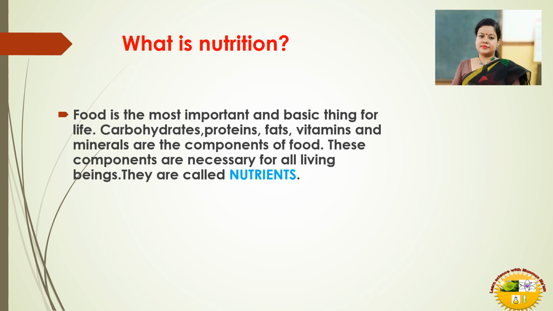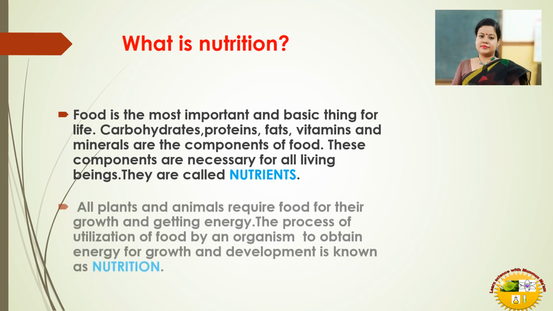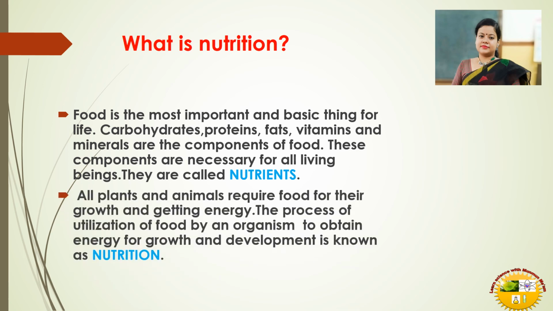Food is the most important and basic thing for life. Carbohydrate, proteins, fat, vitamins and minerals are the components of food. I'm sure you have learnt about that in class 6. These components are necessary for all living beings and they are called nutrients. Now all plants and animals require food for their growth and getting energy from the food.